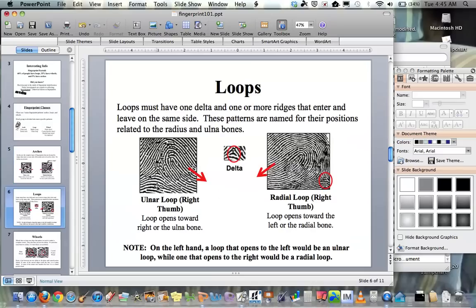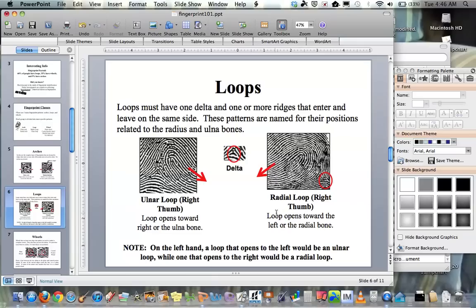All right, for loops, now loops can be a little more difficult. A loop means that the lines come in from one side, loop around, and come back out on the same side. Here again, here's another example. Come in on one side and loop around, come back out on the same side. Now the difficulty comes in trying to identify the different types of loops. There are what are called ulnar loops and radial loops. Okay, and for some help with that, I've linked a website that we'll go to in just a moment.